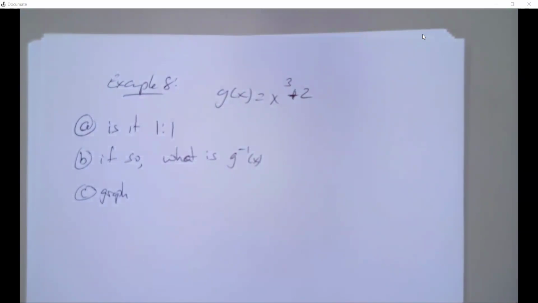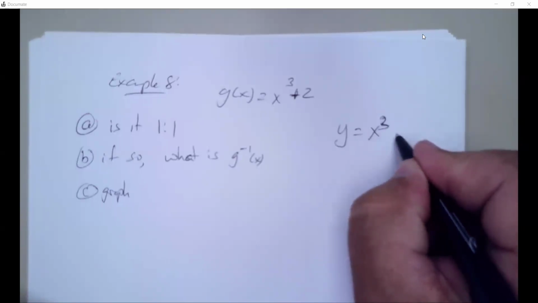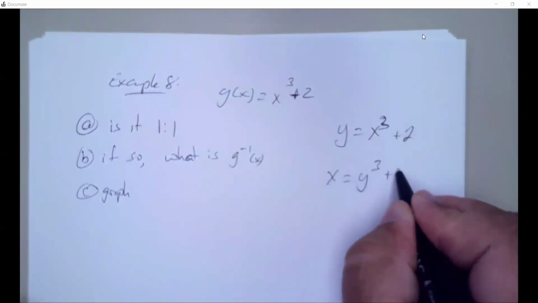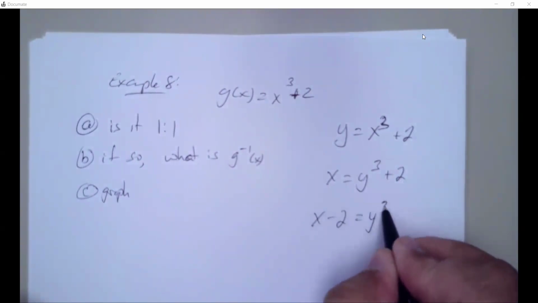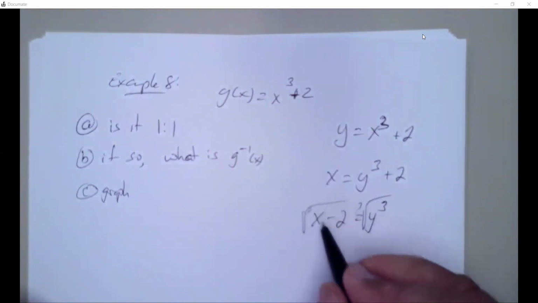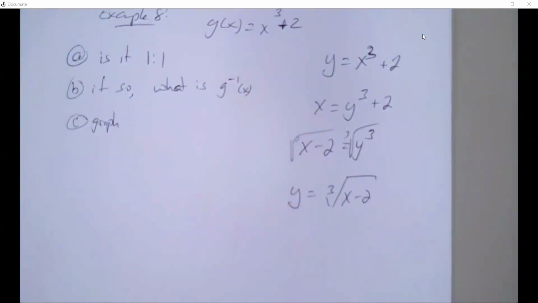Is it 1-to-1? First, that's the easiest way to determine: does it have an inverse? y equals x cubed plus 2. Switch x and y and solve for y. x minus 2 equals y cubed. So y equals the cube root of x minus 2. This is the inverse.